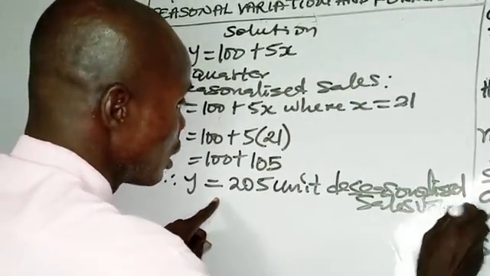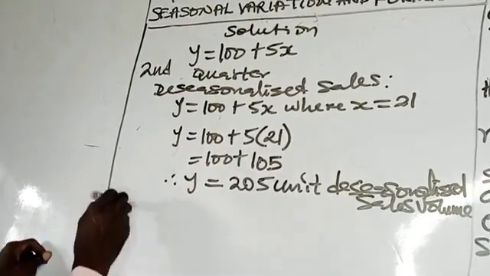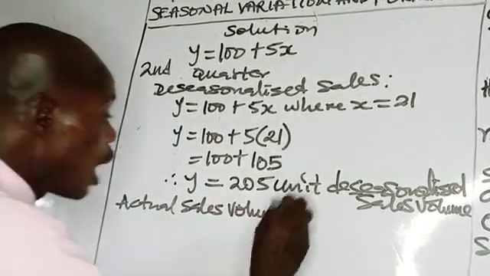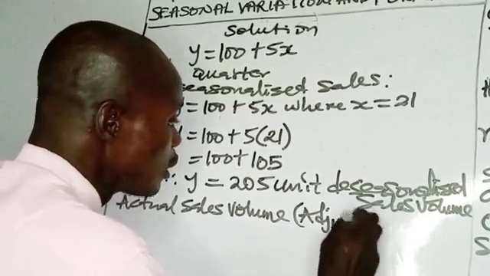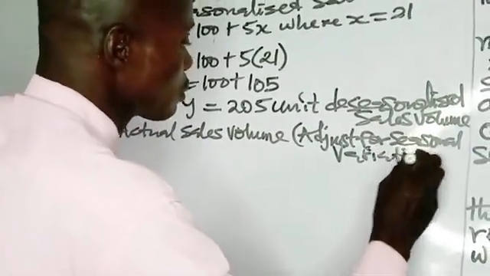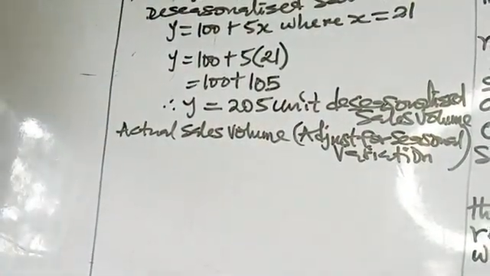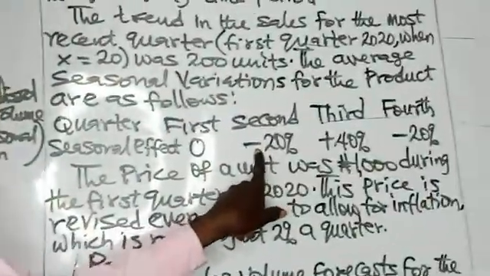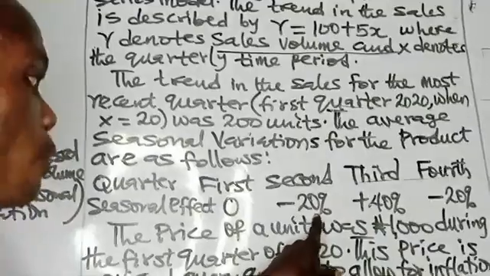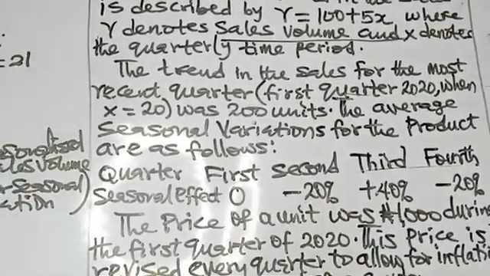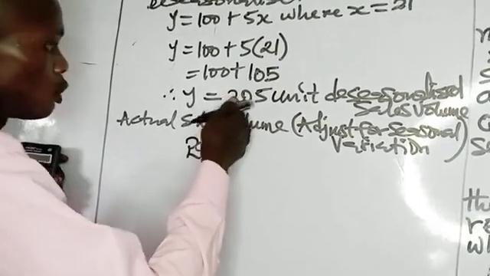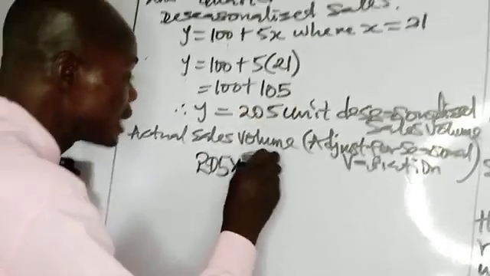Then what is the actual sales volume now? For the actual sales volume, you are going to adjust for seasonal variation. In the second quarter of the year, we have minus 20%. Minus 20% means you should subtract 20% from 100%. That means you'll be left with 80%. So our actual sales will be 205, which is our deseasonalized volume, times 80%.